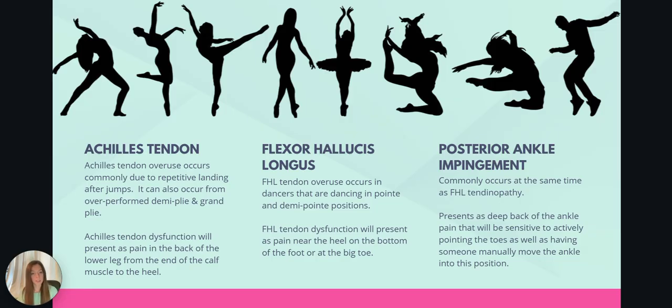The first is going to be at the Achilles tendon. So that is running from the heel in the back of the ankle up into the calf muscle. It is commonly injured due to our landing mechanics because as we land, that tendon is being stretched across the heel and it's absorbing a lot of force. It also is going to be commonly injured in dancers that are performing a lot of demi-plie and grand plie because of that same elongating mechanism. It's less forceful, but it's still a lot of elongation that's happening.